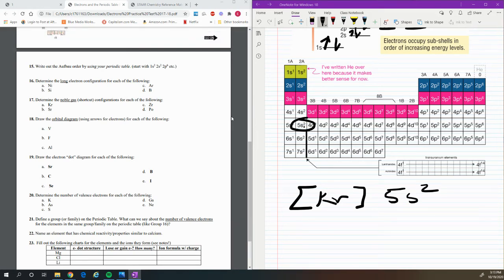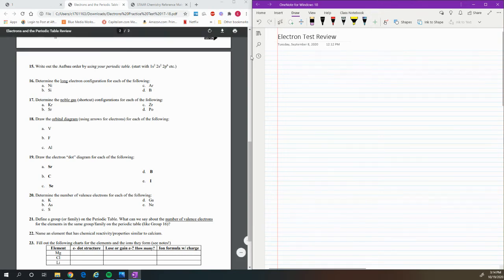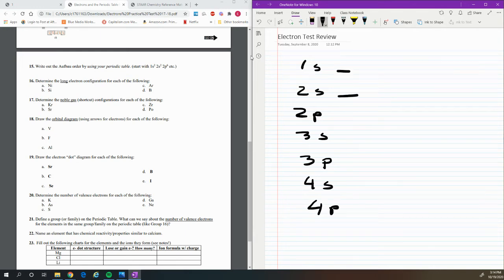Let's do the electron dot, or nope, we're going to 18. We're going to draw the orbital diagrams. Now, when I talk about the orbital diagrams, I'm talking about this stuff. The 1s, the 2s, the 2p, the 3s, the 3p, the 4s, the 4p, and so on, where s's all have one orbital, p's all have three orbitals, and we'll get to 4s, 4p, we'll get to 3d, that'll have 5.